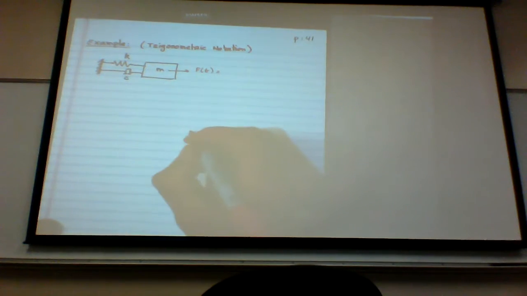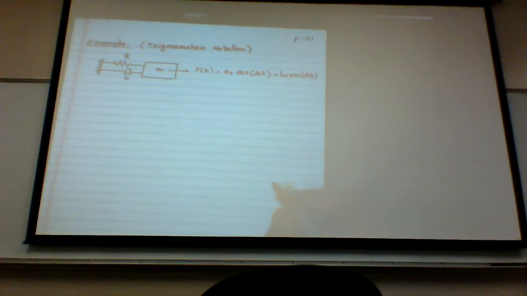Well, F of t, this time we're going to solve this in trigonometric notation, so let's put it here. Trigonometric notation will be A sub naught cosine capital omega t plus B sub naught sine capital omega t.